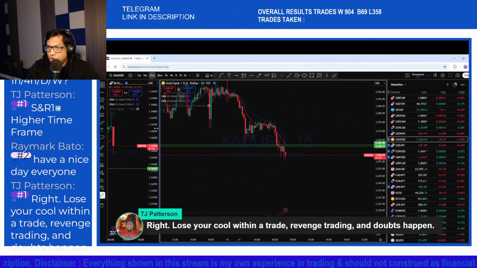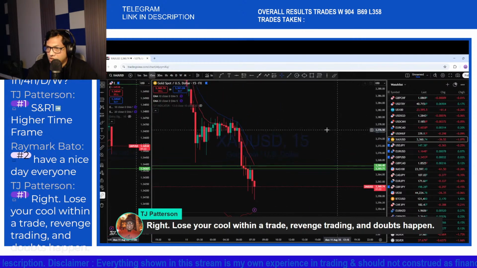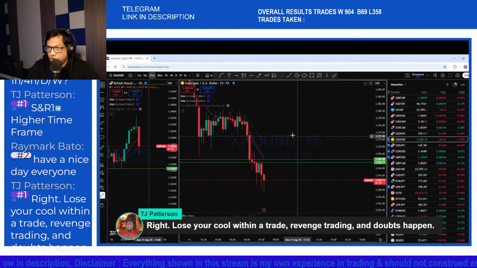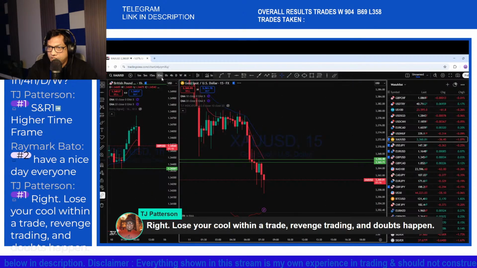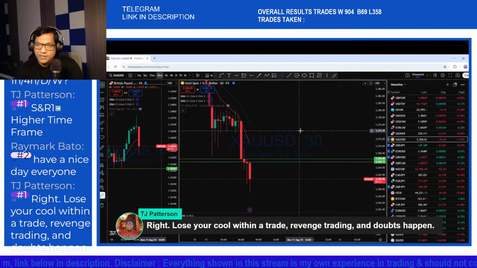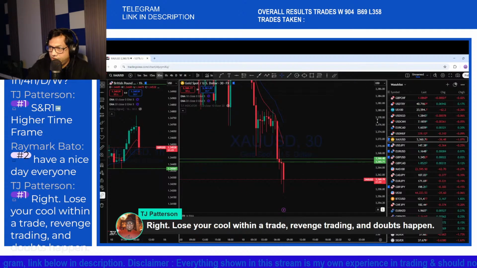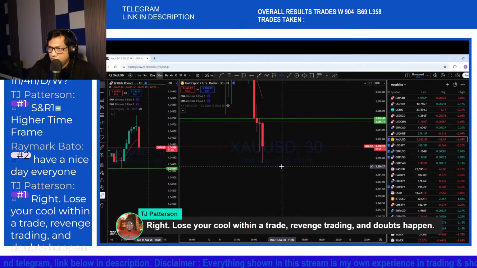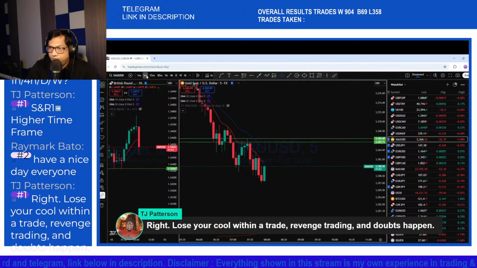Along with that, our main focus here is on these two instruments, British pound US dollar as well as Xauusd. On Xauusd, we expect the market to possibly go back up, hit that level, and then reject back down from this resistance line to this support level.